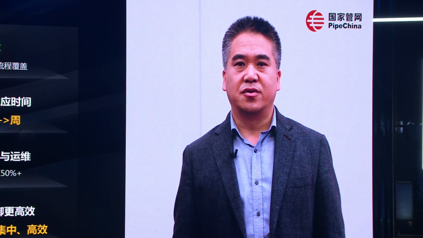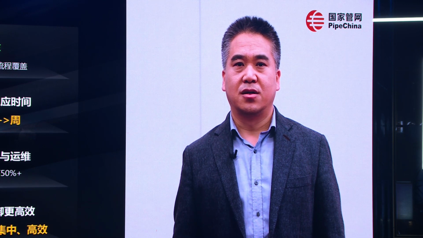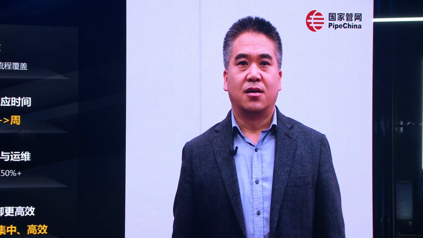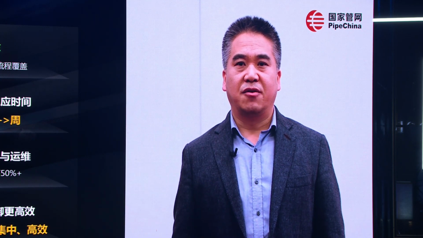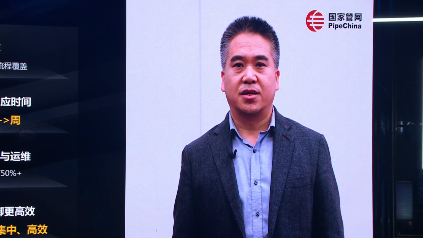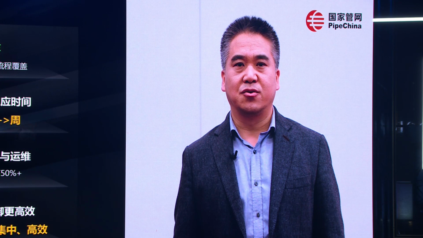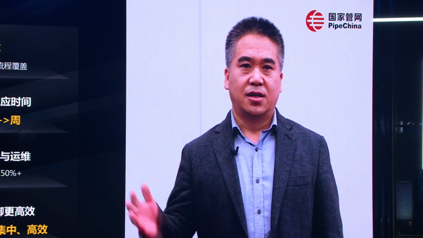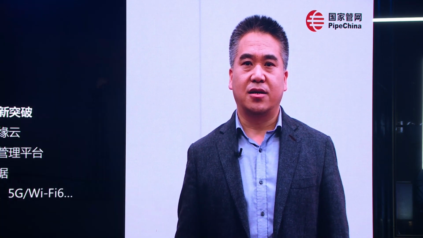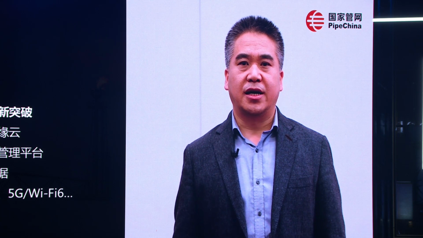And number three, save construction and O&M cost. By the end of 2024, we can improve the centralization rate of these application systems by 50%, reducing 200 to 300 million yuan of O&M cost. And number four, improving security. When the number of applications is reduced, we can reduce the security risk exposure.